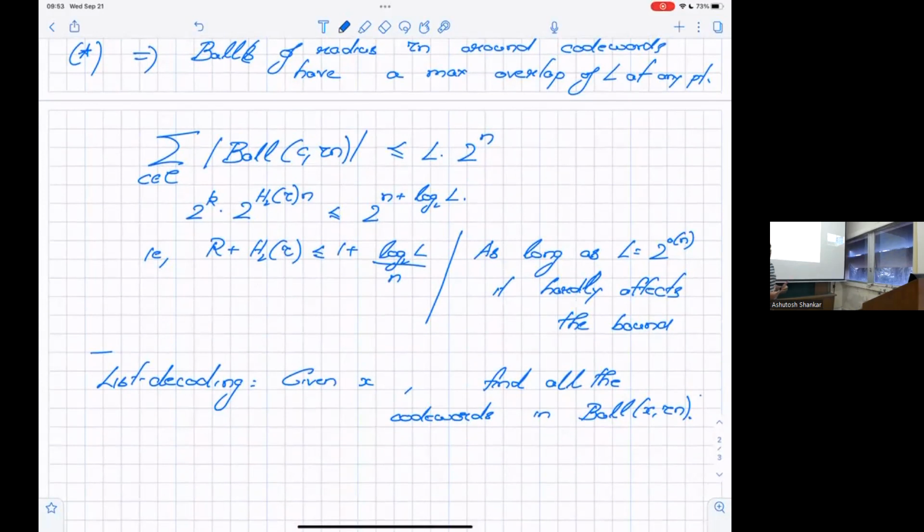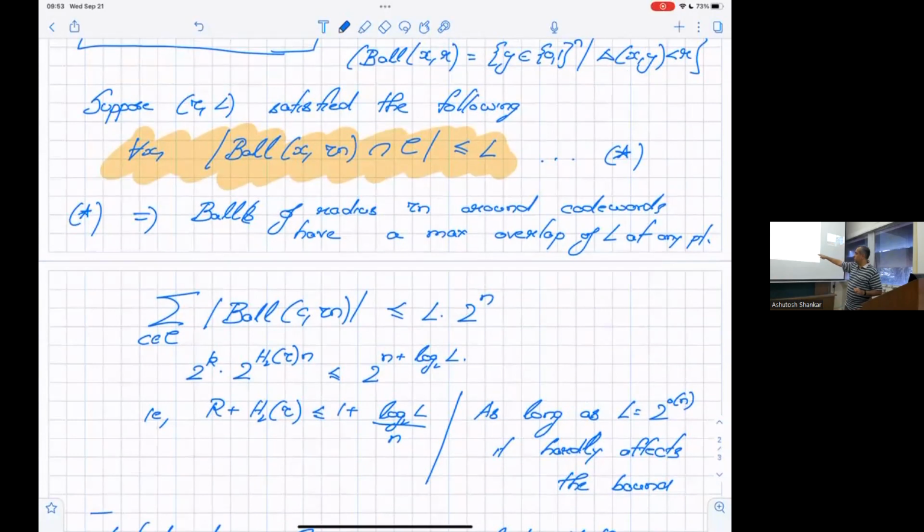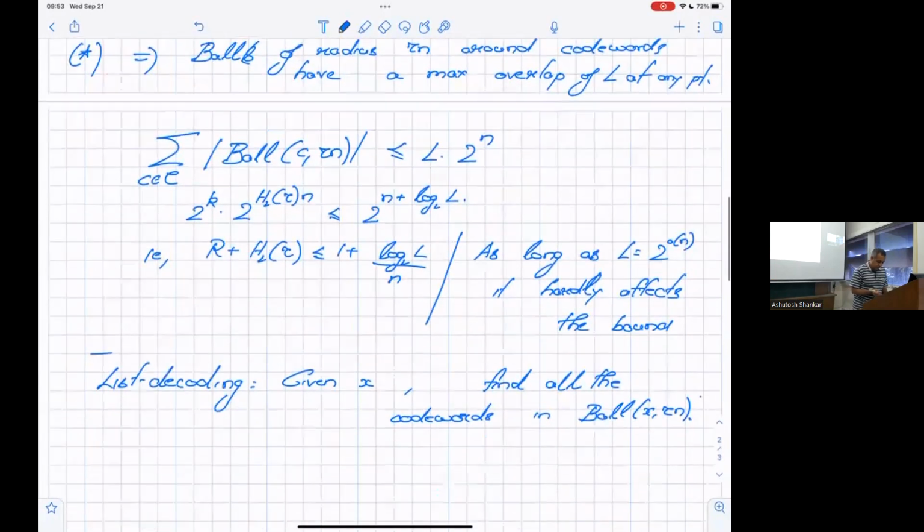Now, a question to ask is, so far it's fine. I said some tau and L, as long as the tau and L satisfy this property, we can prove such a bound. Now, what is the candidate tau that we can put here? That's my next question. Certainly, one tau and L pair is delta by 2 and 1. That's what we got. Now the question is, is there a tau larger than delta by 2 that I can put here? And this is exactly what the Johnson radius is.